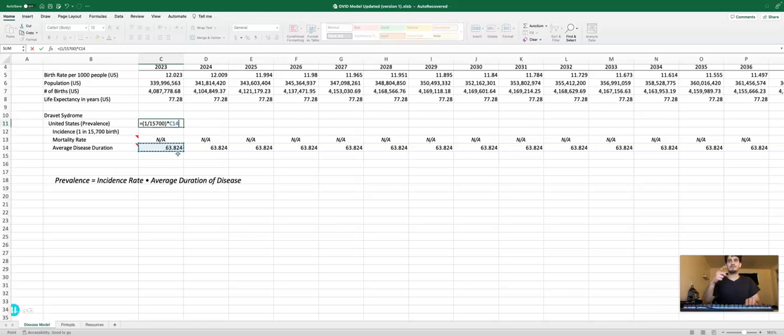And of course, this is going to give you the prevalence per birth. So then you're going to multiply that by the total number of births. No, you're just going to multiply it by the population. Yeah, why don't I get this?